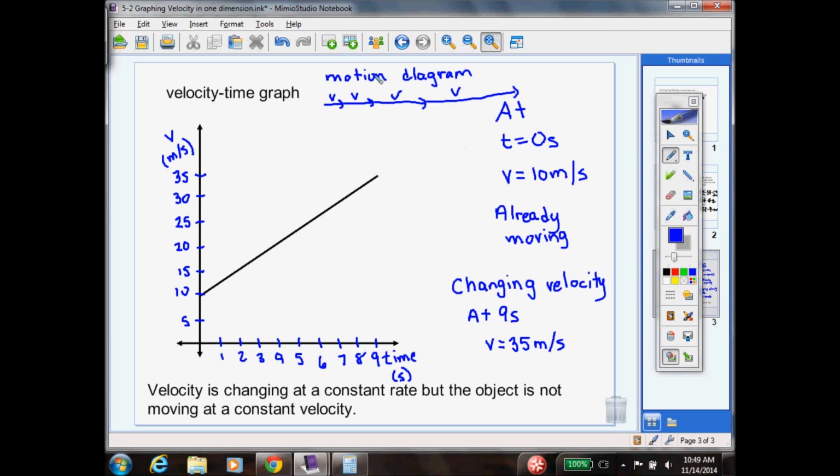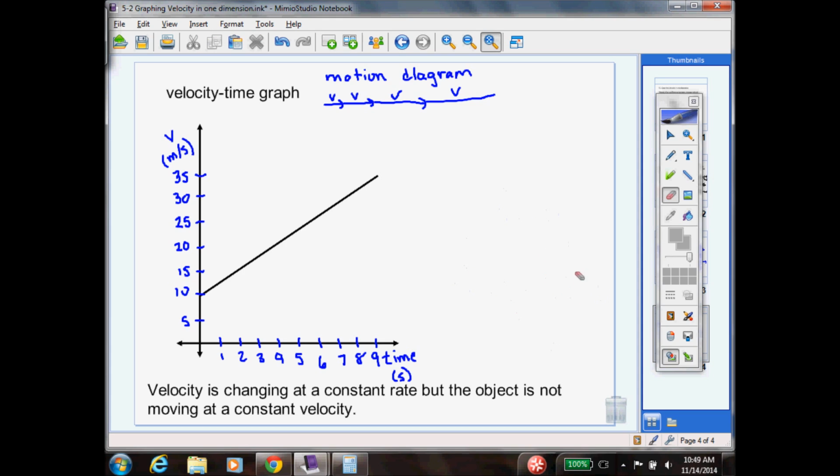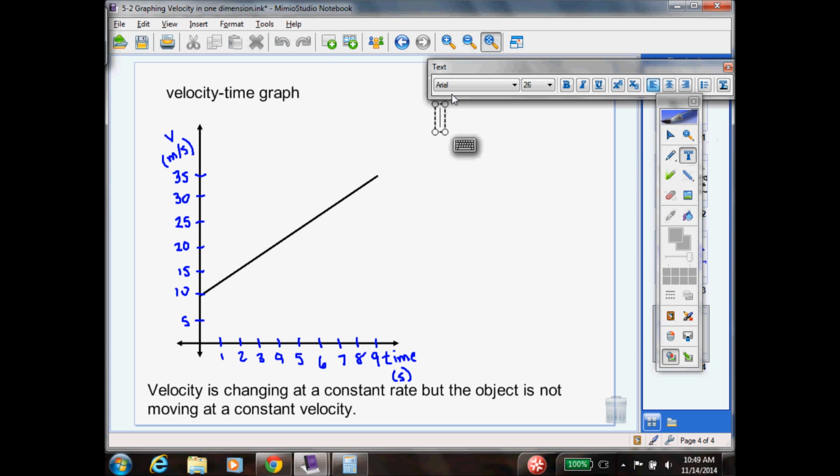So my question is, if it's getting faster and faster, what would be true about the word acceleration? Positive acceleration. It's also constant acceleration. So I'll be able to say that this particular diagram, we have constant positive acceleration.